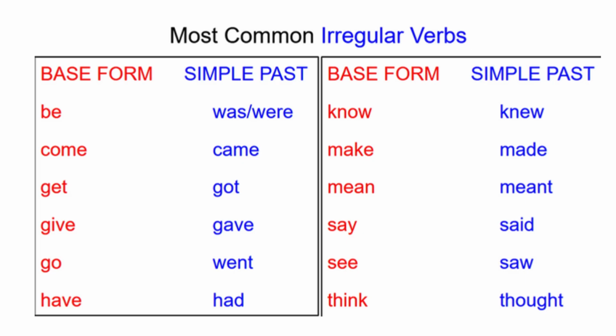Here are some of the most common irregular verbs in the simple past. So the base form be in the simple past was, were, come, simple past, came, get, got, give, gave, go, went, have, had, know, knew, make, made, mean, meant, say, said, see, saw, think, thought.